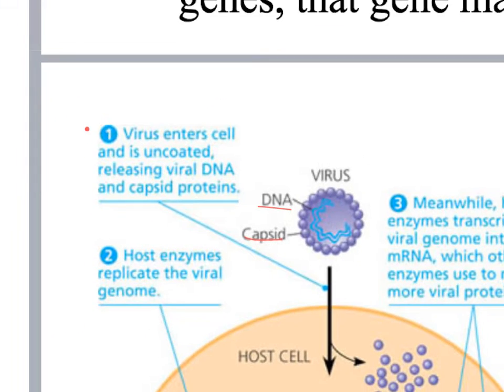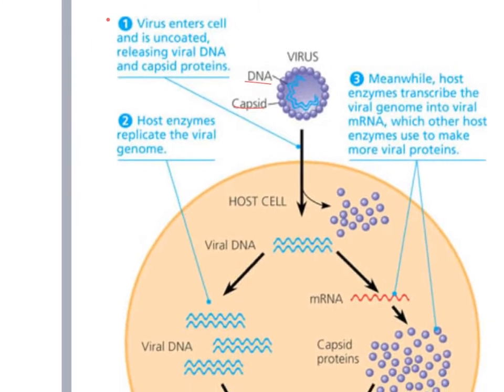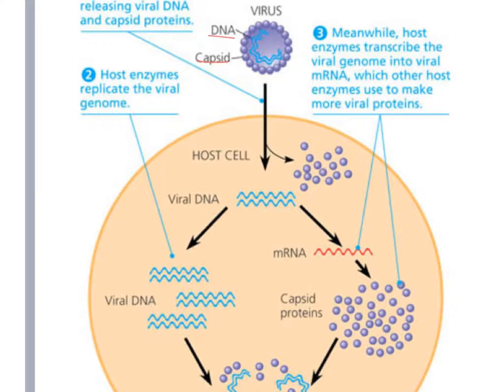So you have the DNA and the capsid. The step number 2 right here says host enzymes replicate the viral genome. As you can see here, the blue is the host cell. So the viral DNA will be like this one. That viral DNA will be replicated by the cell here. This is the replication of the viral DNA. And there is another thing.